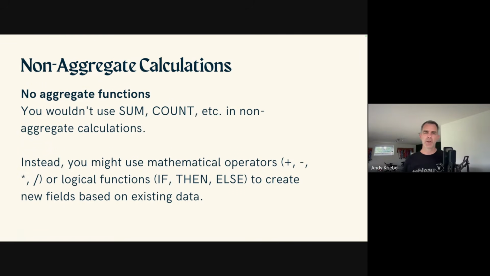So this should be non-aggregate functions, not no aggregate. I guess non-aggregate and no aggregate mean the same. So for non-aggregate functions, you wouldn't see things like sum, average, count, min, max, but you will instead see things like mathematical operators like plus, minus, divided by, if, then, else, things like that. Now you could still see plus, minus in an aggregate calculation, but you will not see any aggregation functions like sum, count, count distinct in a non-aggregate calculation.